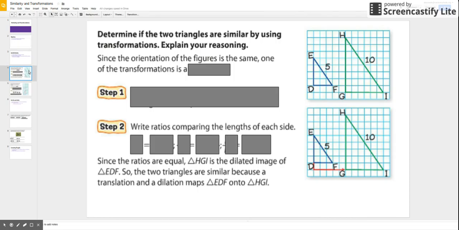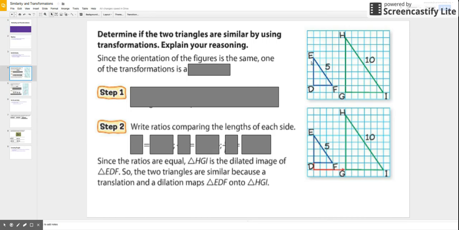Determine if the two triangles are similar by using transformations. Explain your reasoning. So here is triangle EDF and HGI. We see that one side's length is 5 and the other side's length is 10.